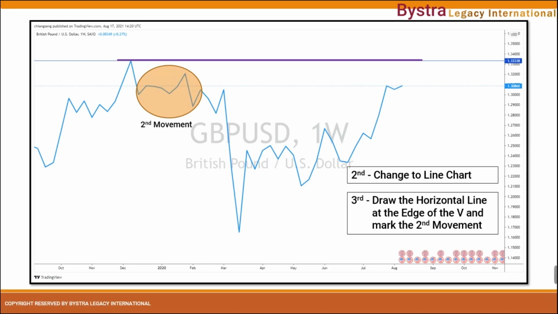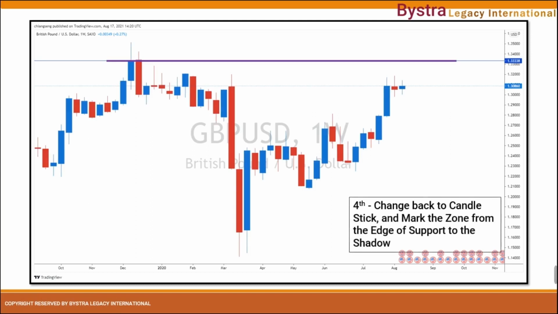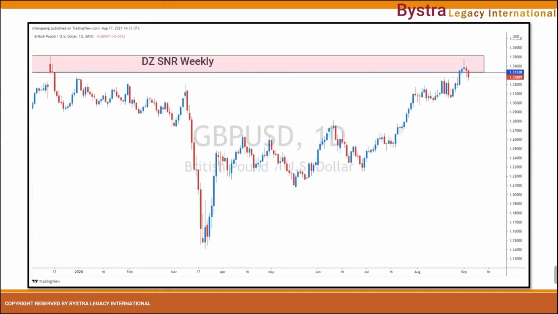So once we have marked this, what is the next step? The last step is to go back to the candlestick chart, and then we mark the zone from the edge of the resistance until the shadow up here. Okay? So once we have done our marking, we have completed our DZSNR on the weekly time frame, and we have to wait for the confirmation of rejection. Now we go to the daily time frame.